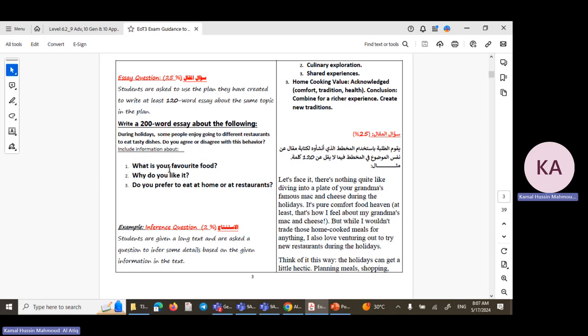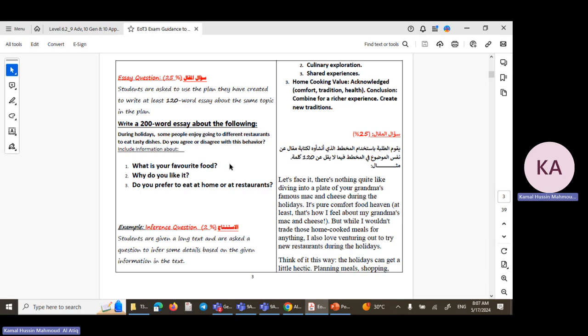Why do I like it? Whether I prefer to eat at home or at restaurant. This is in the introduction. In the second paragraph, you will talk about your favorite food. To describe your favorite food, the ingredients of your favorite food, the components, who eat it with you.